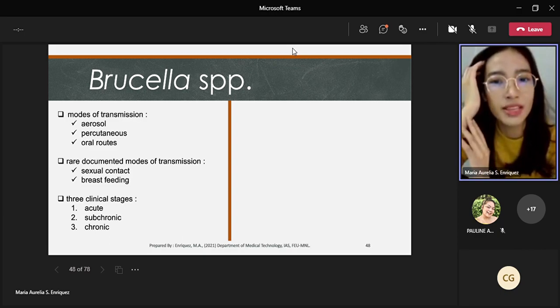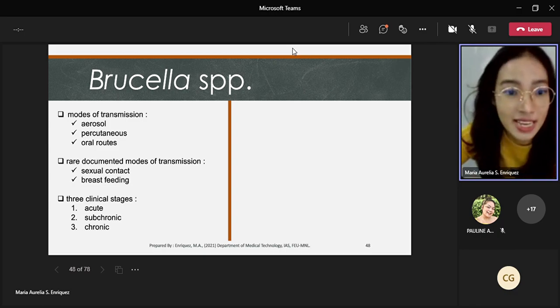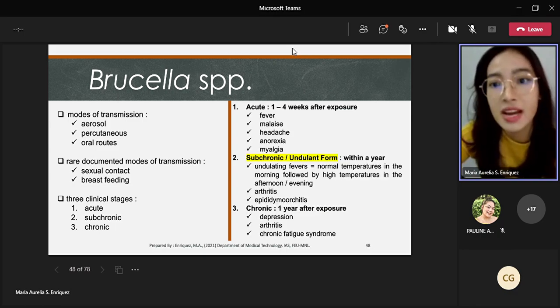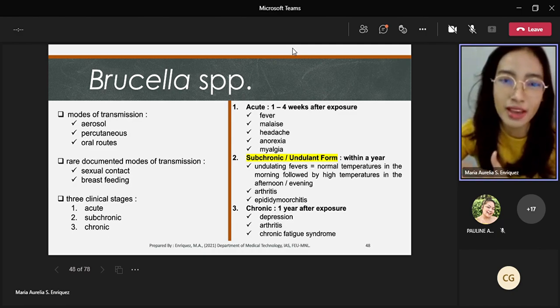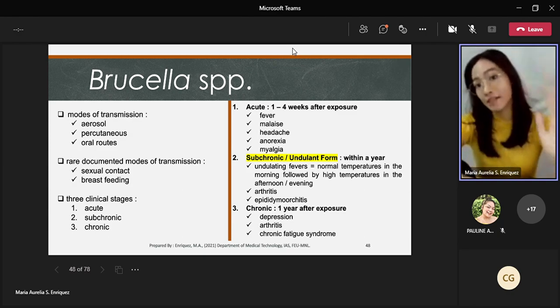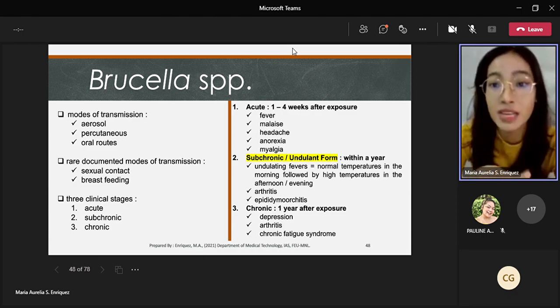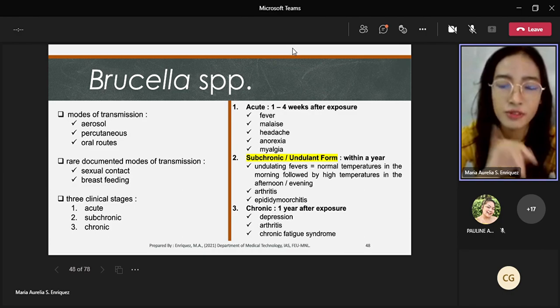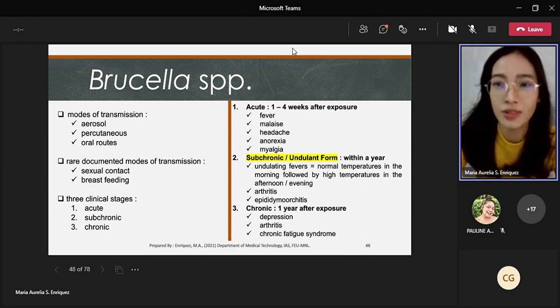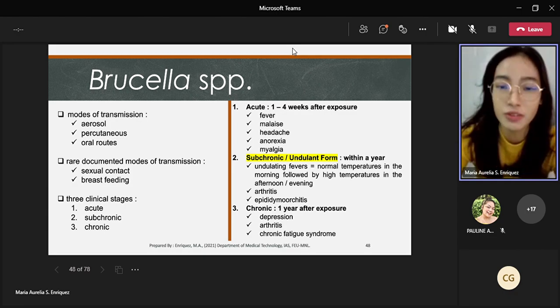Okay, and there are three clinical stages of brucellosis. So first is the acute stage, which happens within 1 to 4 weeks after exposure. So parang yun po yung pinakaunang incubation period niya. Okay? 1 to 4 weeks after exposure, magsisimula po yung acute stage. So the symptoms here are non-specific, which includes fever, headache, anorexia, and myalgia. So as you already know, there are 100 different other causative agents of those symptoms.